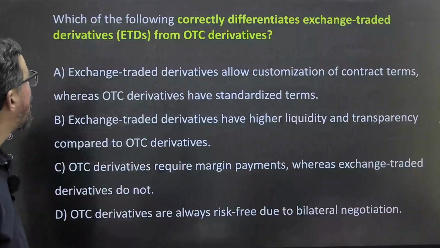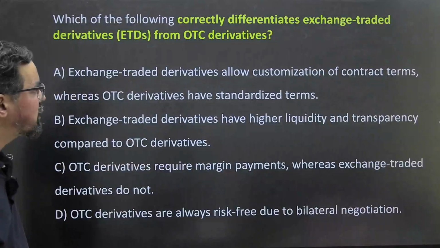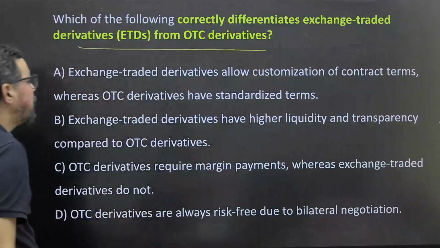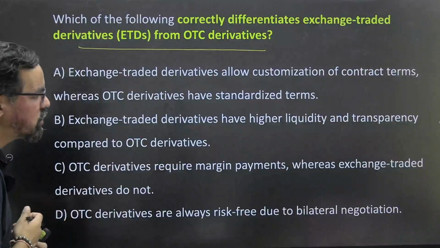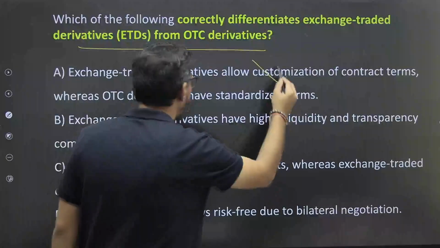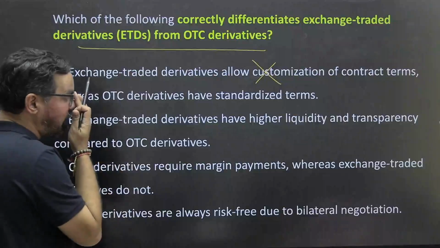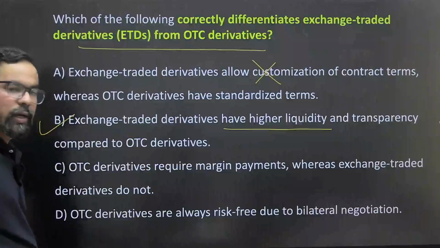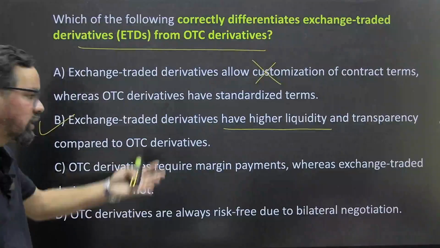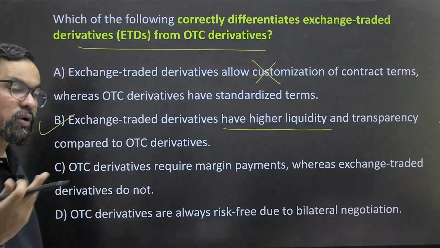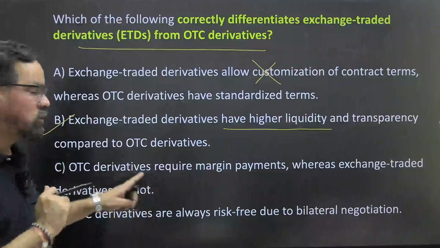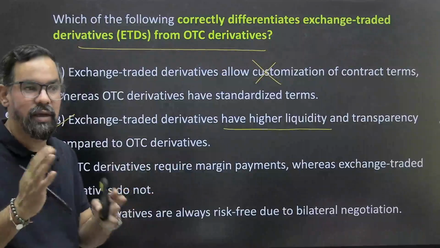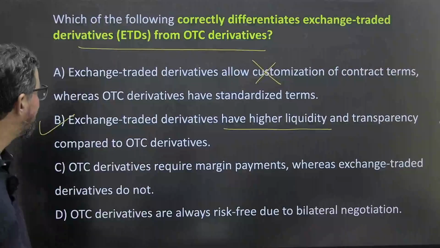Next one. Which of the following differentiates exchange traded derivatives and OTC? This gets asked many times. Exchange traded derivatives allow customization of contract. No, they are standardized products. Exchange traded derivatives have higher liquidity and transparency compared to OTC. 100% true. We have the number of buyers, number of sellers, and the transparency is also available. In case of OTC, we have only two parties, buyer and seller, and that is a kind of private agreement. So B will be the right answer for this one.